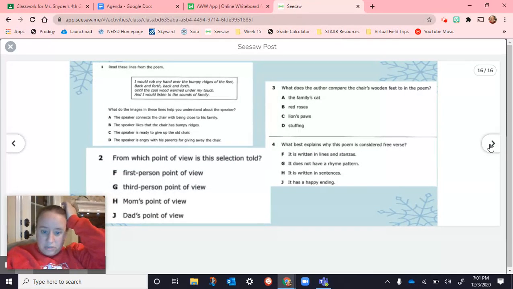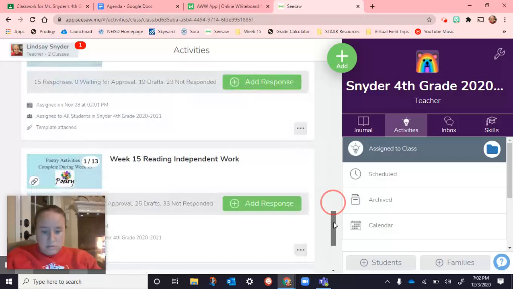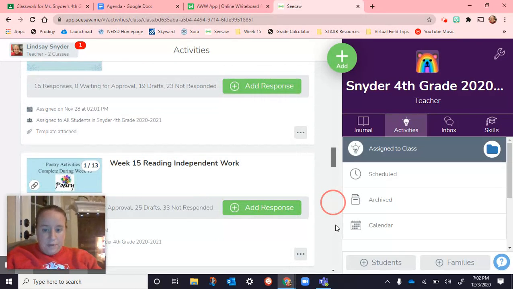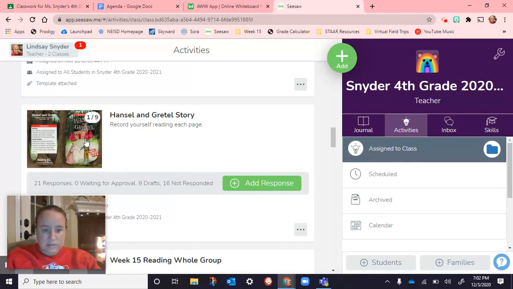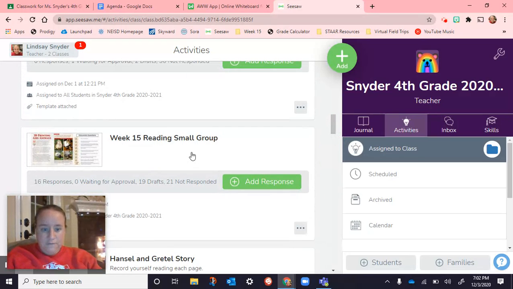So students did questions 1 through 4. This is for a grade, and then we got out of that. Once they finished that, they turned that in, and then they have their poetry activities. They have their Hansel and Gretel story that they need to record. Again, they're recording on each page. And then we finished up our reading small group activity, our closed read that we've been doing this week on the 3D printing aiding animals. So we finished talking about that today.